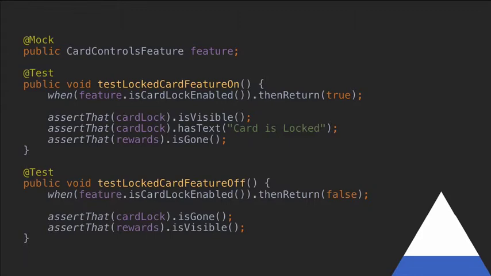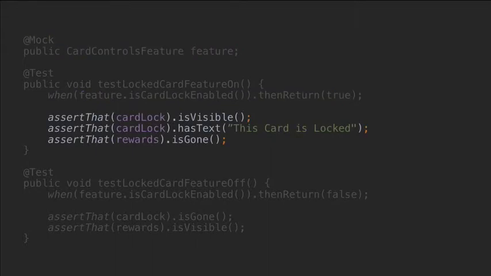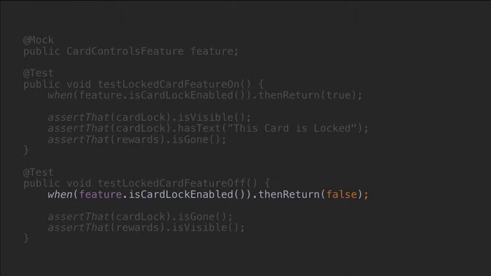This unit test is testing the, I can't remember if this is an activity or a fragment, but the activity has a card controls feature, and this is a component which tells it the feature flag configuration for the app. And so inside our first test, we're saying when this mocked feature is called, I want to return true to pretend that it's enabled. And then in that case, we want to make sure the card lock controls are visible and that the text, this card is locked, appears. And then we don't want to be able to use the rewards in that screen, so it needs to be gone. And then we have the reverse test. When you're calling the feature flag component, we want to return false and check that the card lock controls are gone and that you can now see the rewards again.